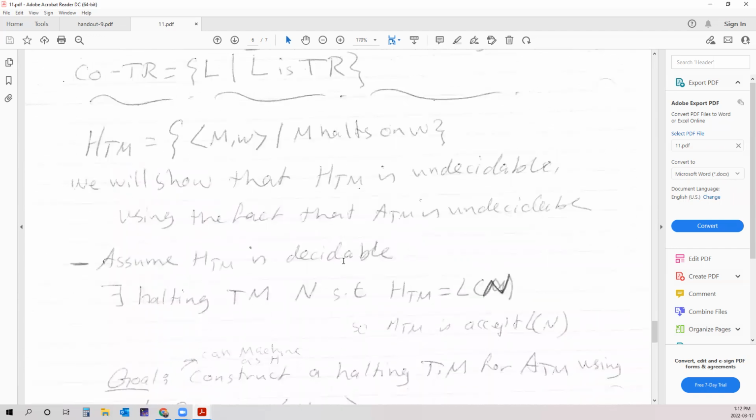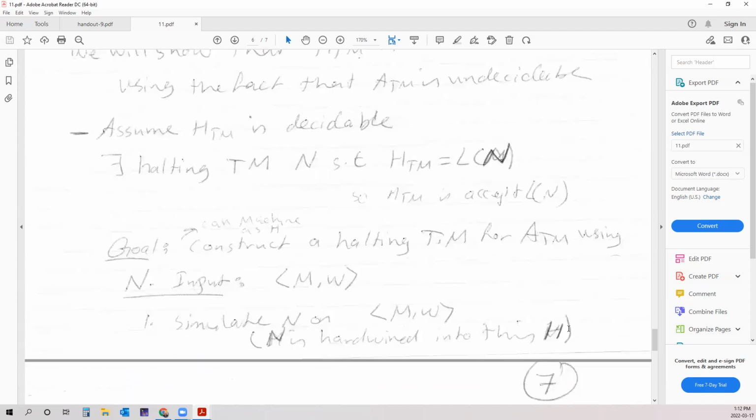Now the halting problem: HTM, the set of M, W where M halts on W. We will show that HTM is undecidable using the fact that ATM is undecidable. So assume HTM is decidable. So there exists a halting Turing machine N such that HTM equals L of N. So HTM is accepted by N. The goal: can we have a machine H for ATM?